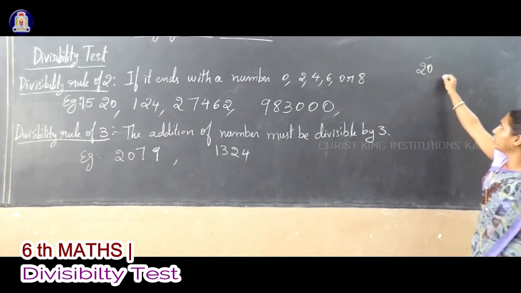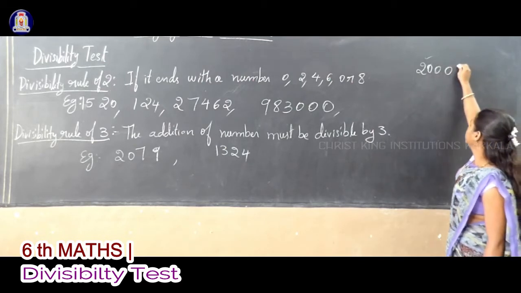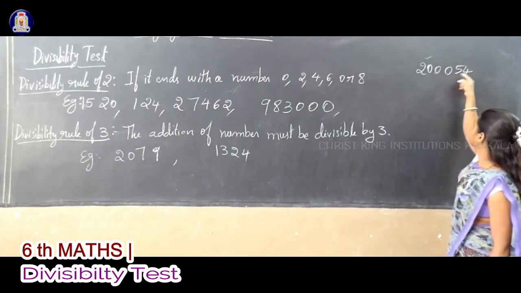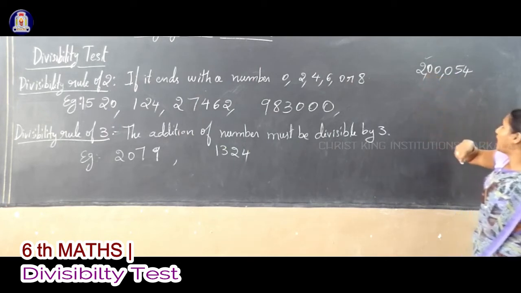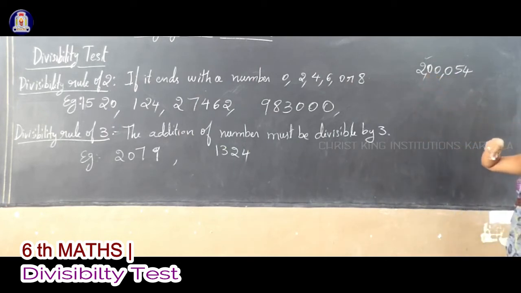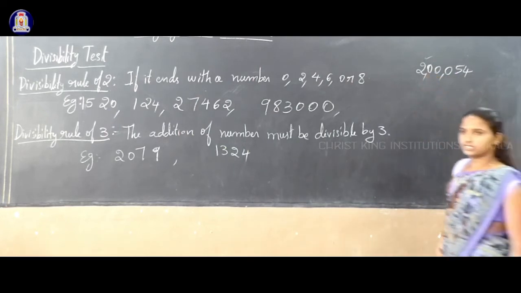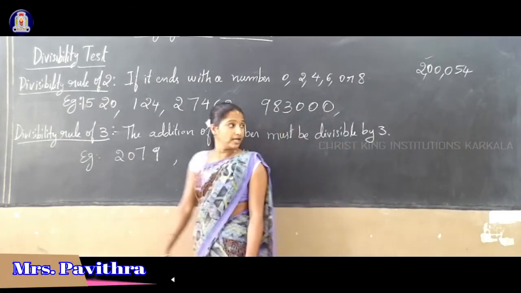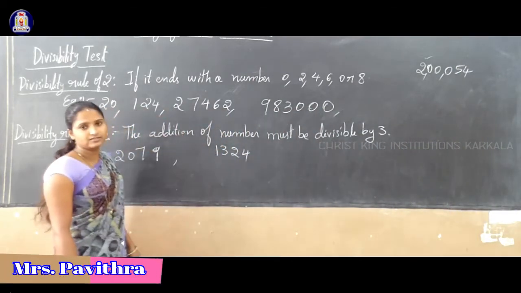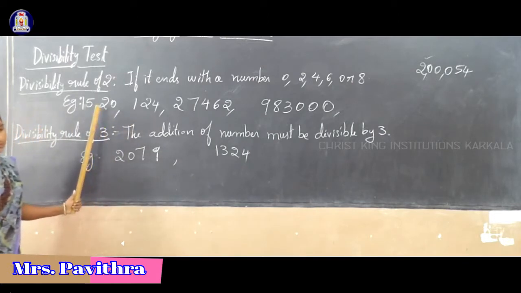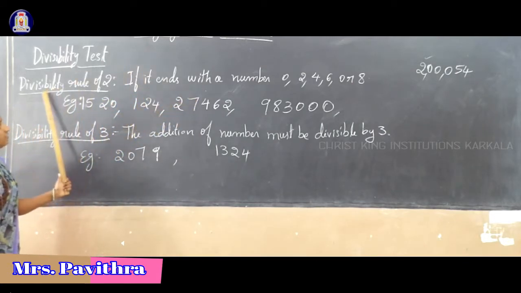So suppose you get a large number, like this, 2 lakh 54. Can you say which table divides 2 lakh 54? So difficult to find, isn't it? You have to divide, it will take more time. It will take time to solve this. So easily we can find the answer by using this rule.